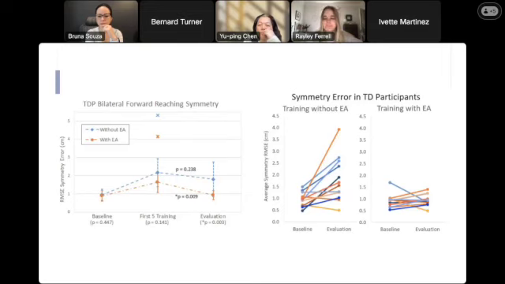So on the left, when training without EA, you see that most people's symmetry error increases, but when training with EA, most of them are able to get back to baseline, or even some of them are able to improve on their symmetry.